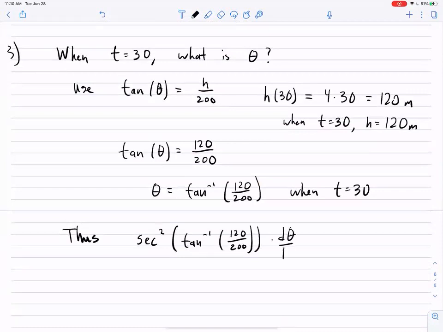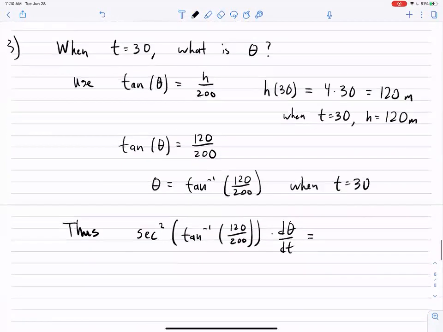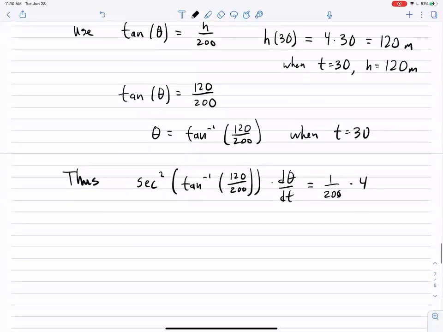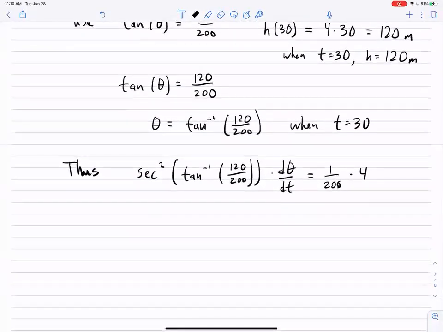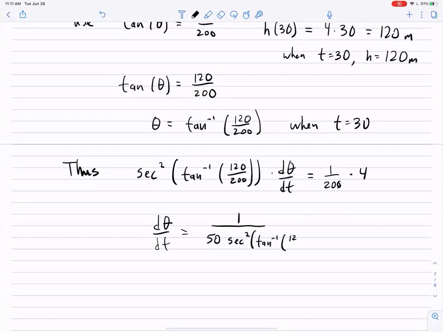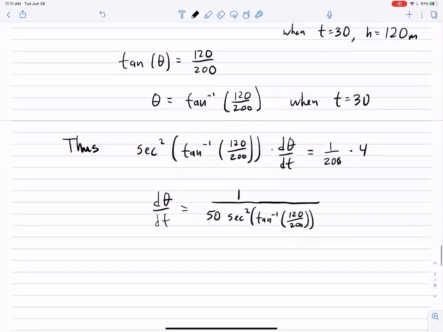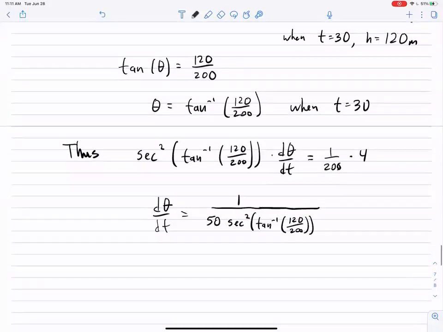times d theta/dt is equal to 1 over 200 times dh/dt, which we said was 4. So dh/dt is 4, and so the final answer is that d theta/dt is equal to 4 times 1 over 200, which is 1 over 50, times secant squared of tan inverse of 120 over 200. So that's how quick the angle is changing. This is just something you could plug into your calculator. If I wanted to, I could be more precise, but this is totally fine. And so that's how theta is changing.